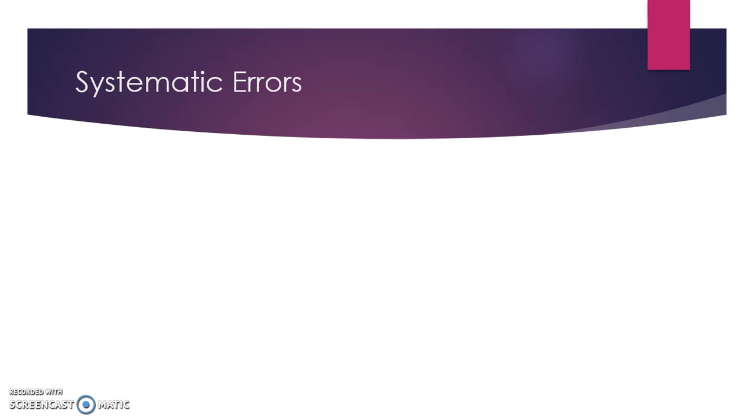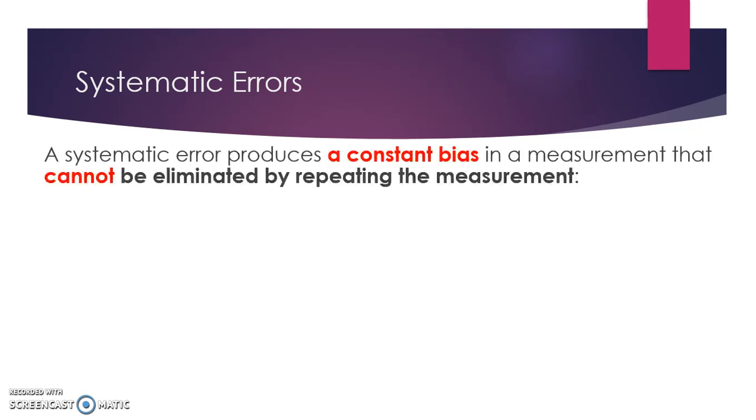Let's talk about systematic error first. A systematic error produces a constant bias in the measurement that cannot be eliminated by repeating the measurement. So in most cases, systematic errors happen due to the way that you measure it, or due to the equipment that you use to measure it. For example, if you use an electronic scale that measures 20 grams as 20.2, then it is quite systematic. Whenever you use it, it's going to give you a larger than true value.